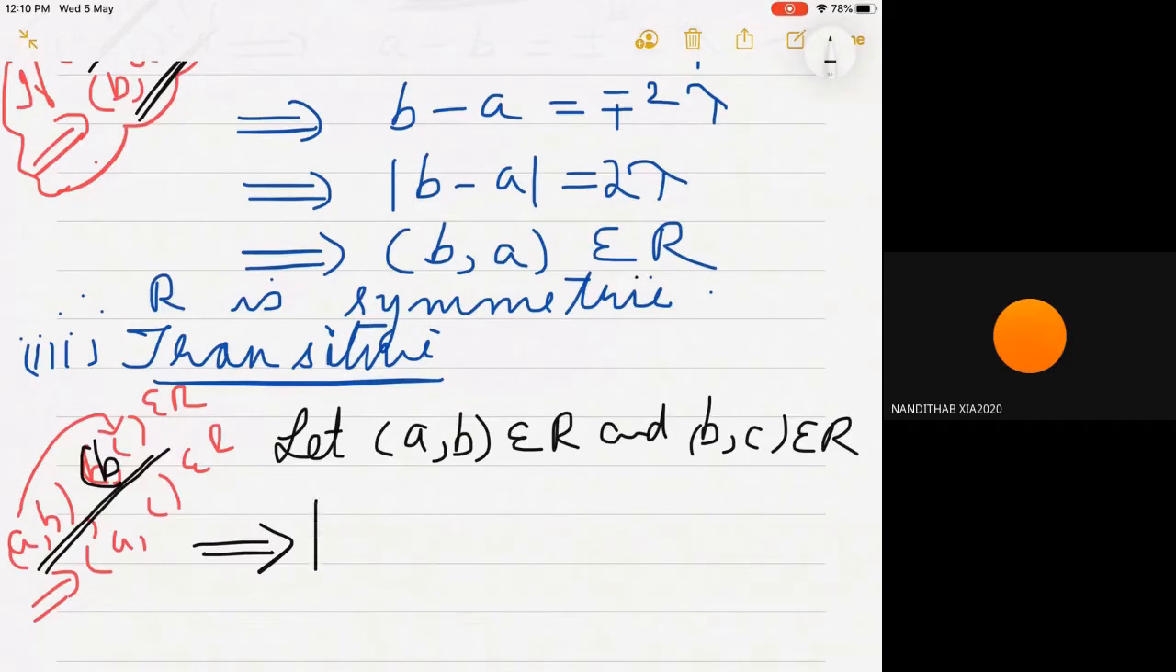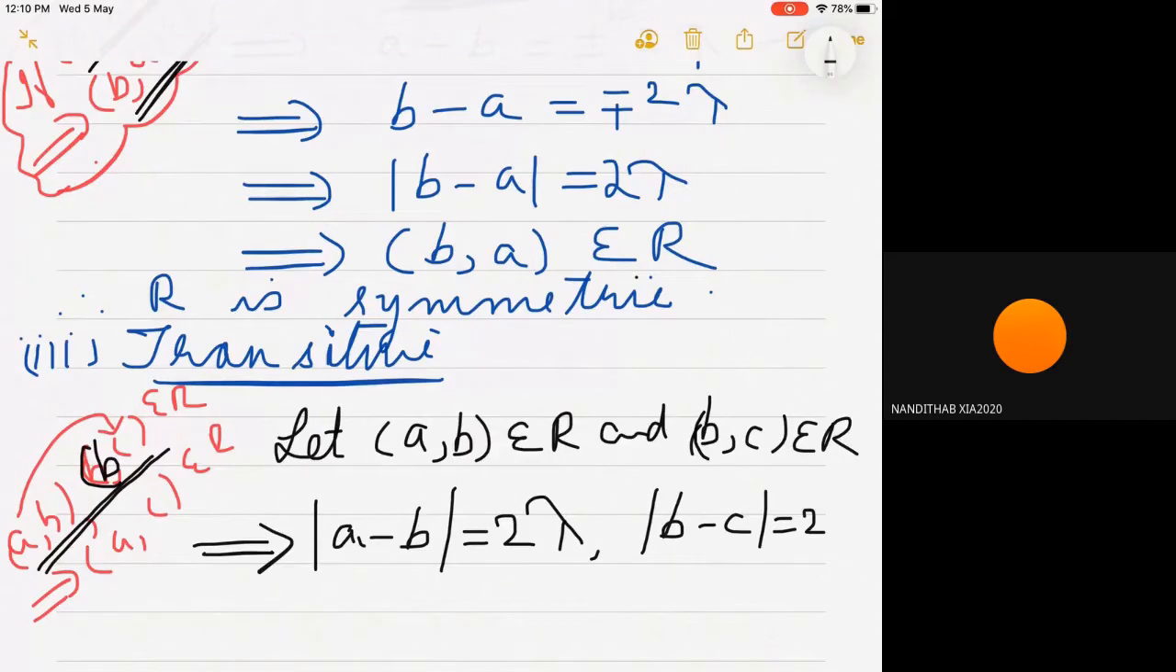As per the question, when (A, B) is an element of R, modulus of A minus B is equal to an even number, or 2λ. And the ordered pair (B, C) element of R means modulus of B minus C is equal to 2K. We take some K because this is another multiple of 2, or another even number. So λ and K are integers.